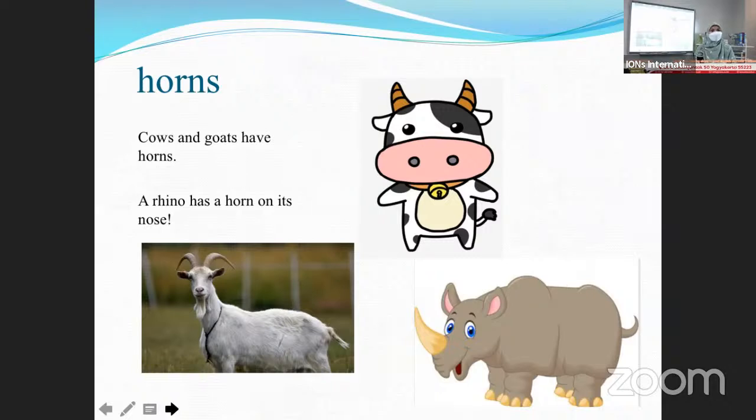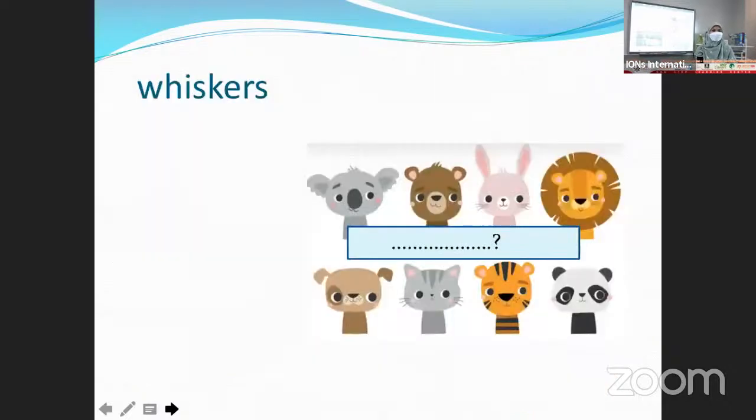Does anyone know what else is an animal's body part? Whiskers. Can anyone guess which animal has whiskers? What are whiskers? Is it this? No, miss. This one is ears. How about this one? No, this one is eyes. How about this one? This black dot everywhere. Every animal has a dot here. It's a big dot. It's small. It's a nose, miss. It's not a whisker. So what are the whiskers? Here, miss. Yeah, it's legs.